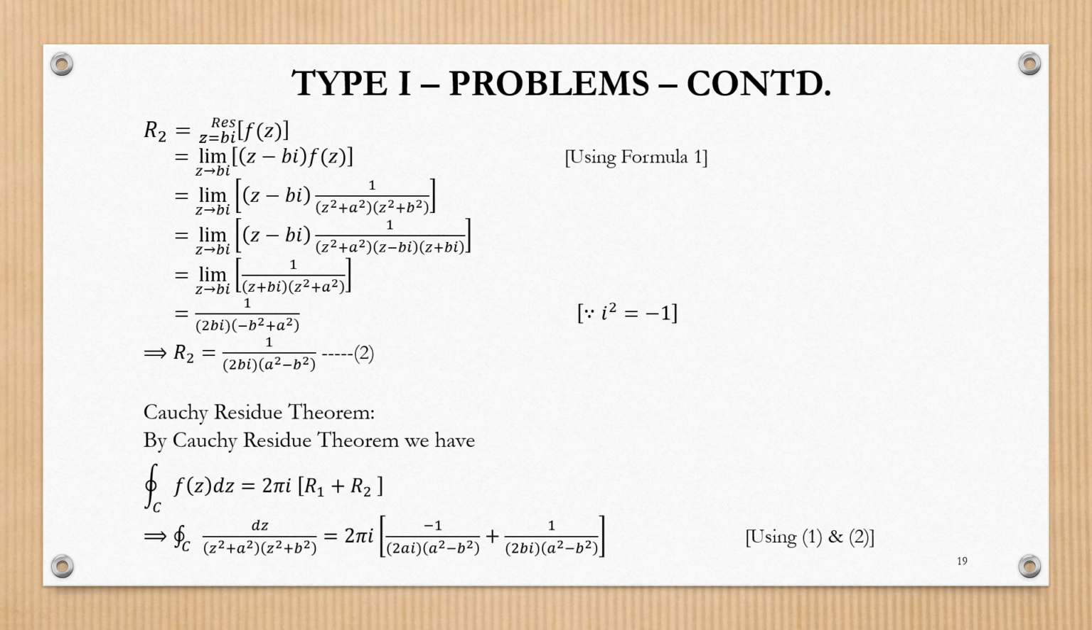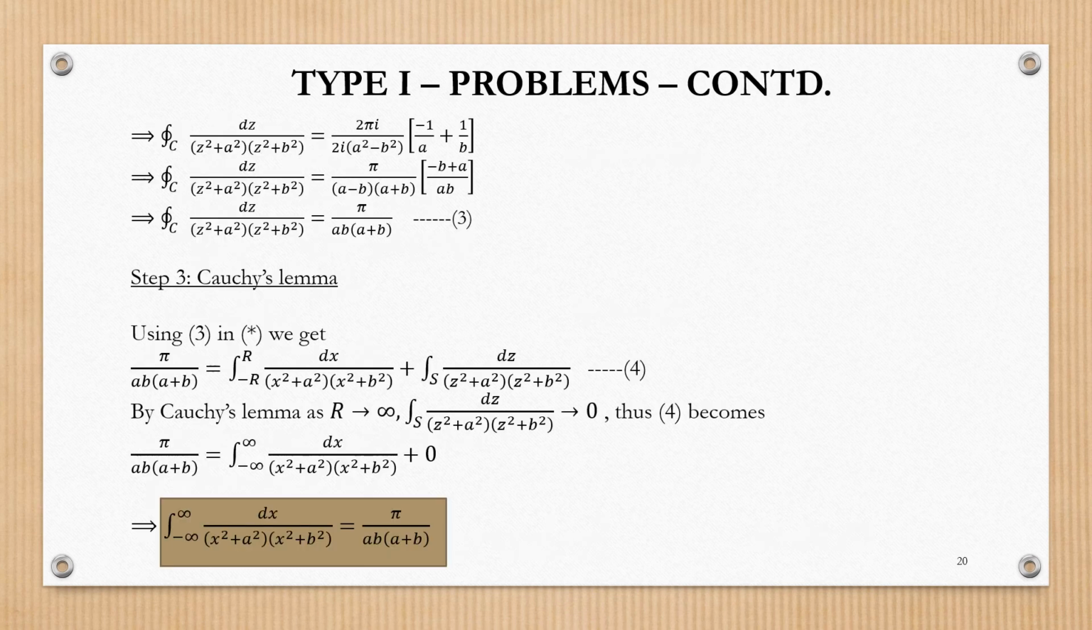Now I will apply Cauchy residue theorem for evaluating this integral over C. What does the Cauchy residue theorem state? Integral over C f of z dz equal to 2 pi i into sum of residues. We have two residues, therefore we write r1 plus r2. r1 is replaced using equation number 1 and r2 is replaced using equation number 2. Now you can see that for the terms that are inside, the common values can be taken outside. Observe 2i and a square minus b square being a common denominator that has been taken outside.